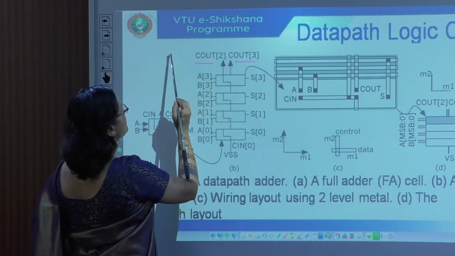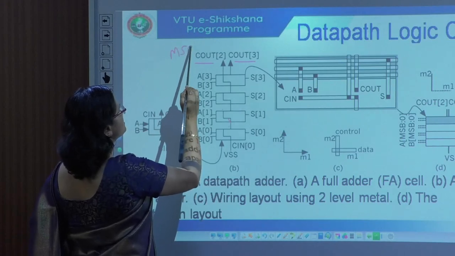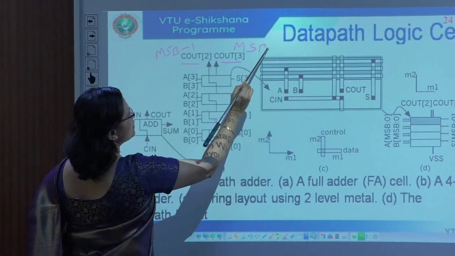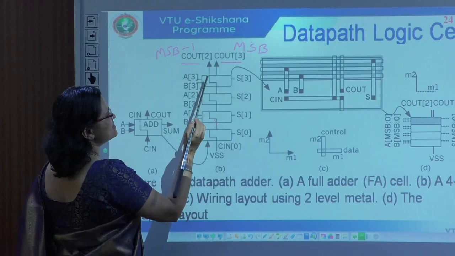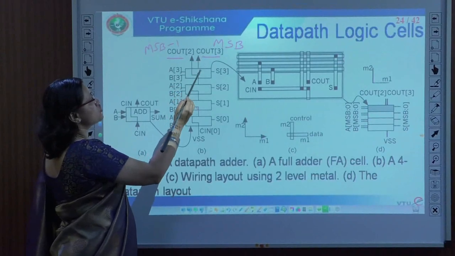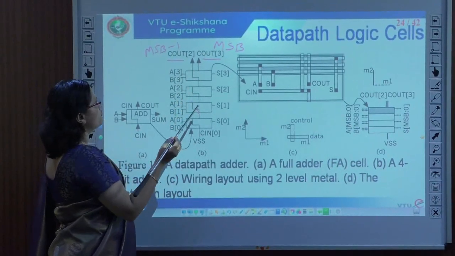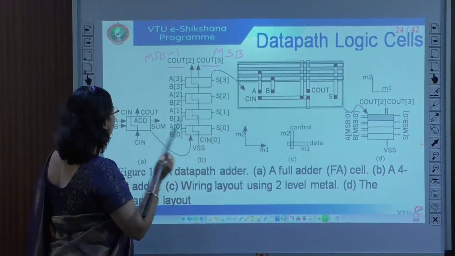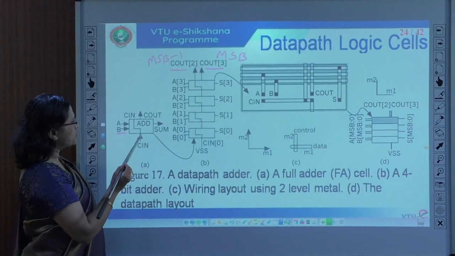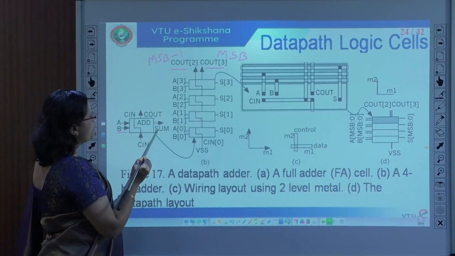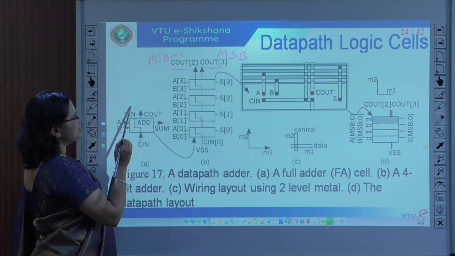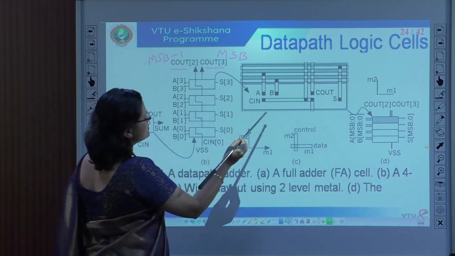This Cout2 is nothing but MSB minus 1, whereas Cout3 will be MSB. So there are two output signals, and these can be connected to an XOR gate to check for arithmetic overflow. This logic block has two inputs A and B, a carry input called Cin, and two outputs called Sum and Cout, and one more output which is your MSB minus 1.